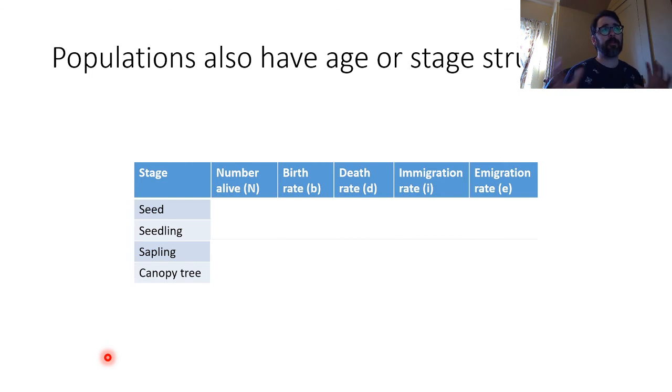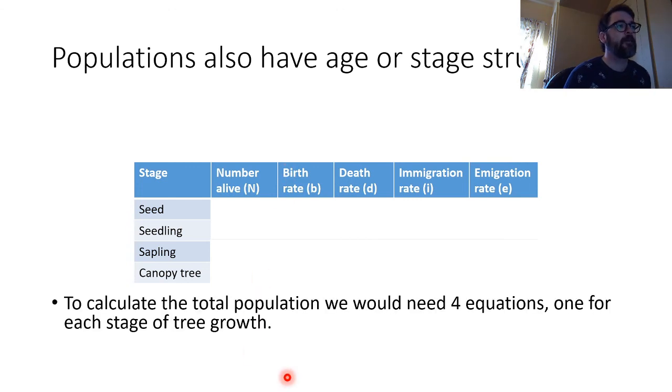So that's how you project population growth. But remember, we're talking about how populations also have age or stage structure, right? Well, this is also really easy. We could have, let's say there are these many stages of jack pine: seed, seedling, sapling, and canopy tree. And we've determined that each of these have slightly different birth rates, slightly different death rates, etc. Right? So to calculate the total population, we just need 4 equations of the one I just showed you, right?